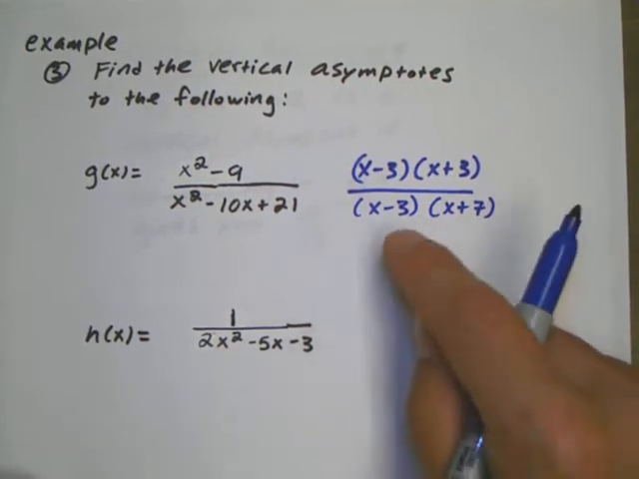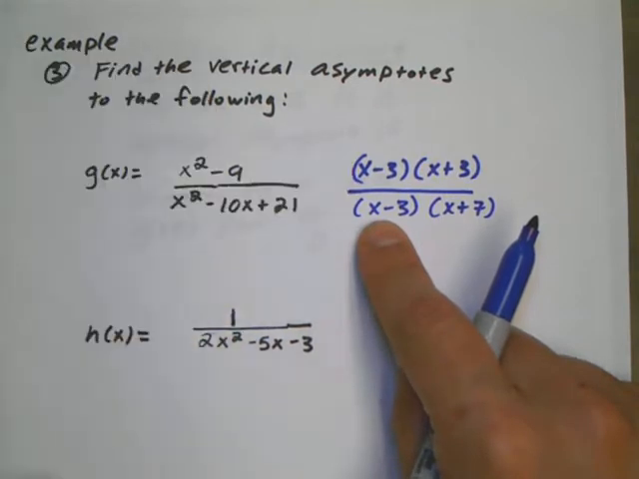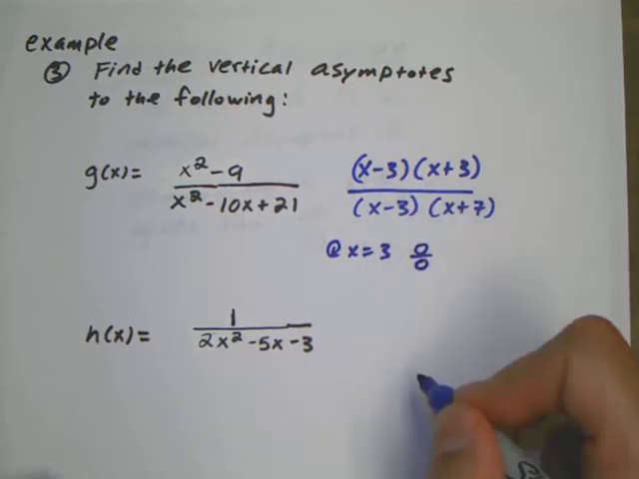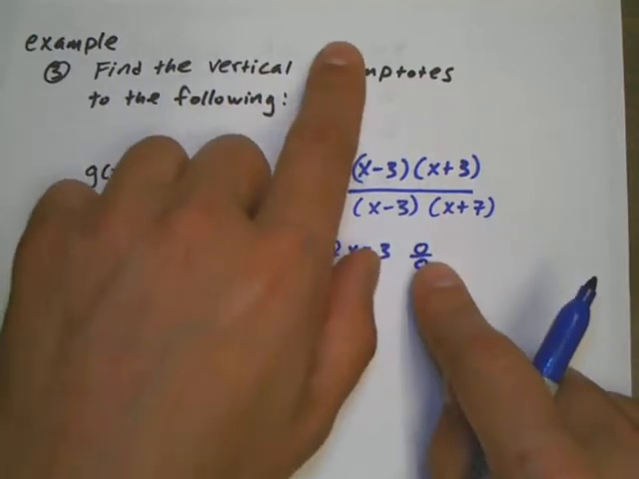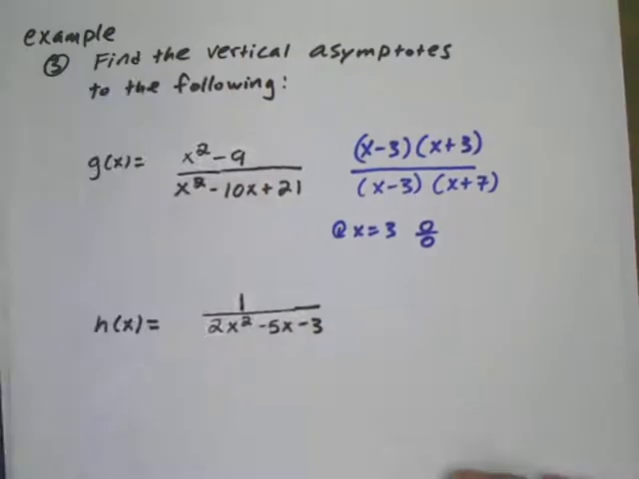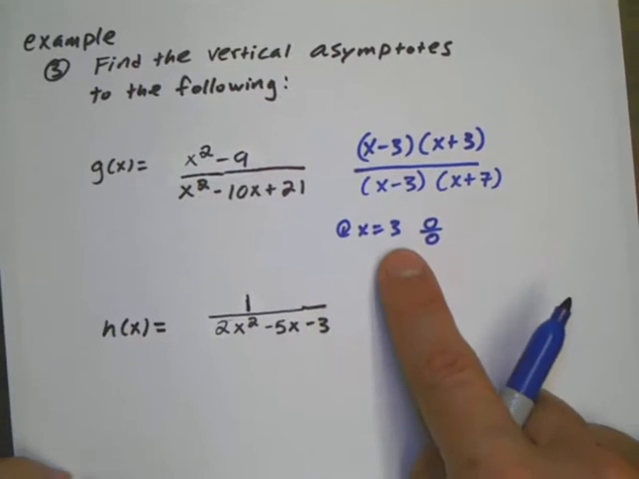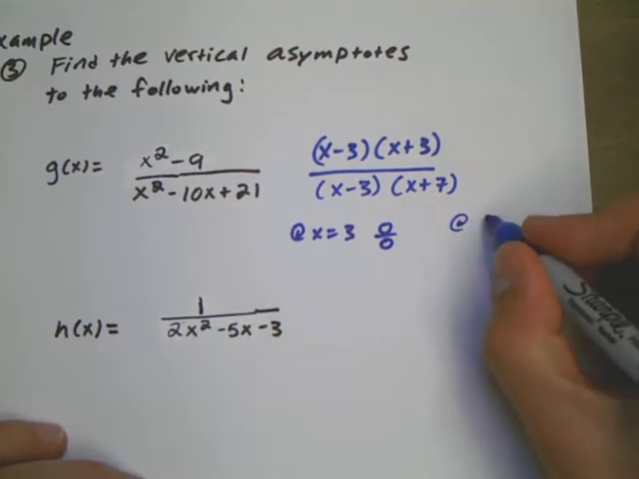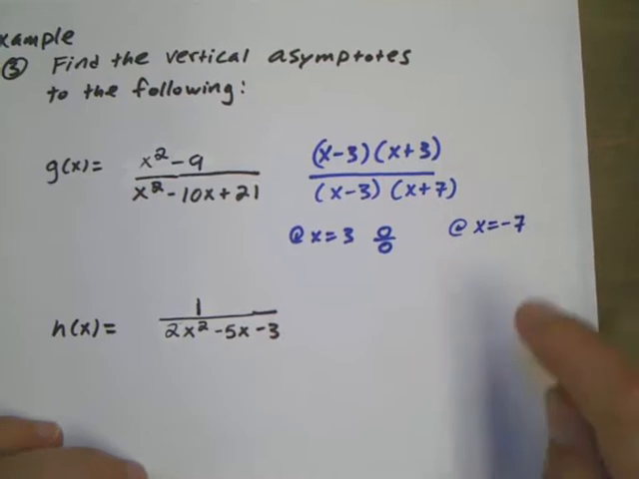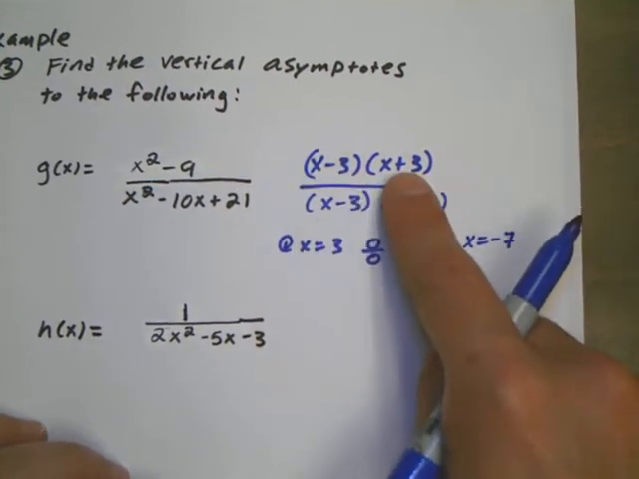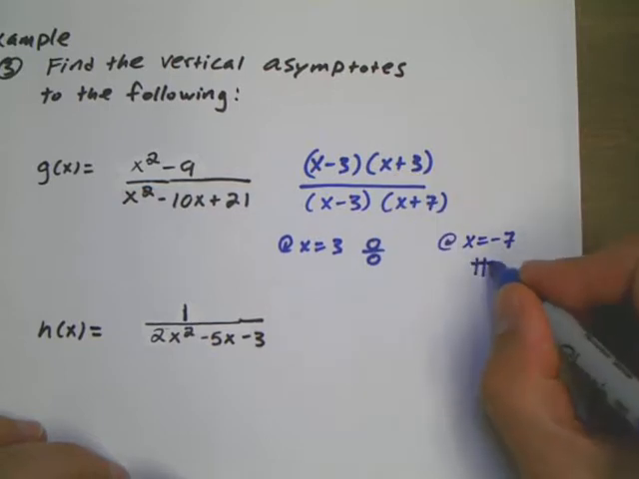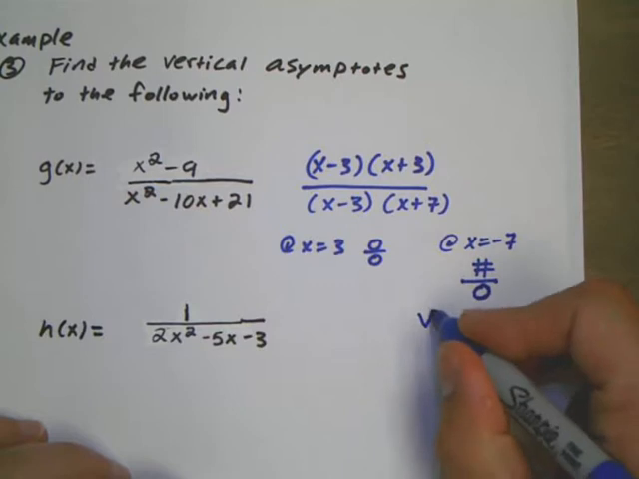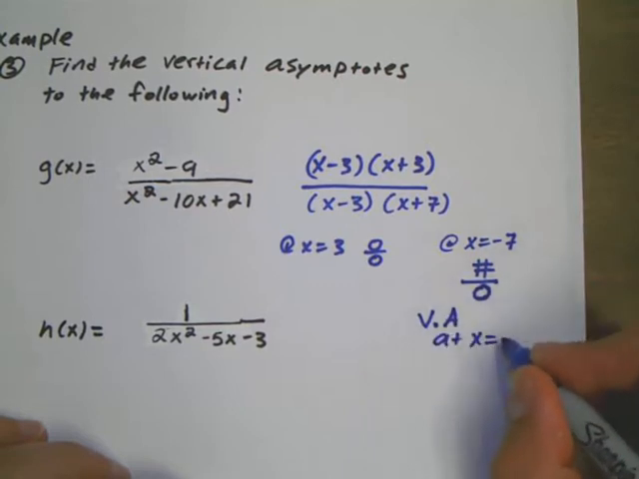Well, if I plug in 3 to the top and the bottom, I'm going to end up with an indeterminate form, which is 0 over 0, which means the limit exists, but I'm looking for a vertical asymptote. I'm looking for something that gives me a number over 0. So x equal to 3 is not what I'm looking for. The other thing that could make the denominator 0 is going to be negative 7. So at x equal to negative 7, if I plug negative 7 into the top, it's definitely not going to give me 0. It's going to give me some number. But if I plug negative 7 into the bottom, it's going to give me 0. So there's going to be a vertical asymptote. I'm going to abbreviate VA at x equal to negative 7.